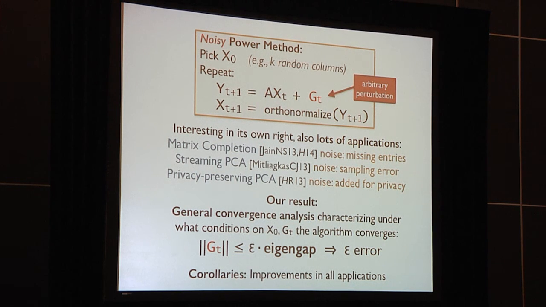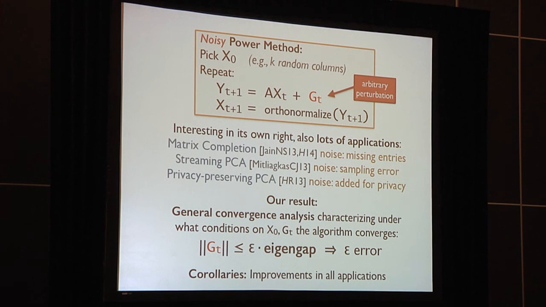What's amazing is that many algorithms in lots of applications can be expressed as an instance of this template algorithm, the noisy power method. For example, alternating least squares for matrix completion can be rewritten as an instance of the noisy power method and can be analyzed this way. And noise in that case corresponds to the missing entries in your matrix that you're trying to fill in. So that's interesting. There are other applications like streaming PCA and privacy-preserving PCA. In the latter, you actively add noise to achieve privacy.